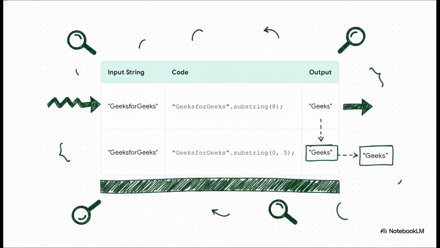The substring method lets you slice out a piece of a string. Now, there's one key detail here you have to remember. When you give it a start and an end number, it includes the character at the start, but it stops right before the character at the end. So index 5 is not included in our example.